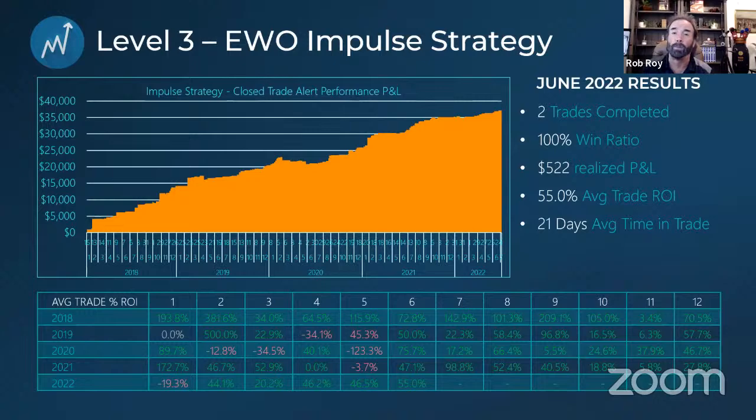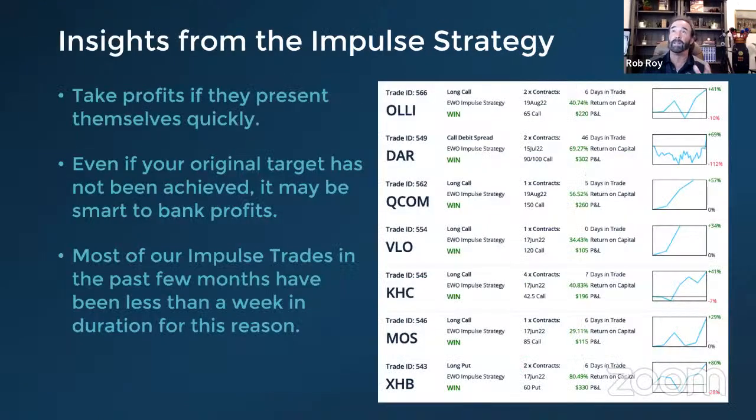So that's what that level three does, it includes all three of the strategies. So you get the time strategy and you get the impulse strategy. If you only do level one, then you just have the time strategy only.